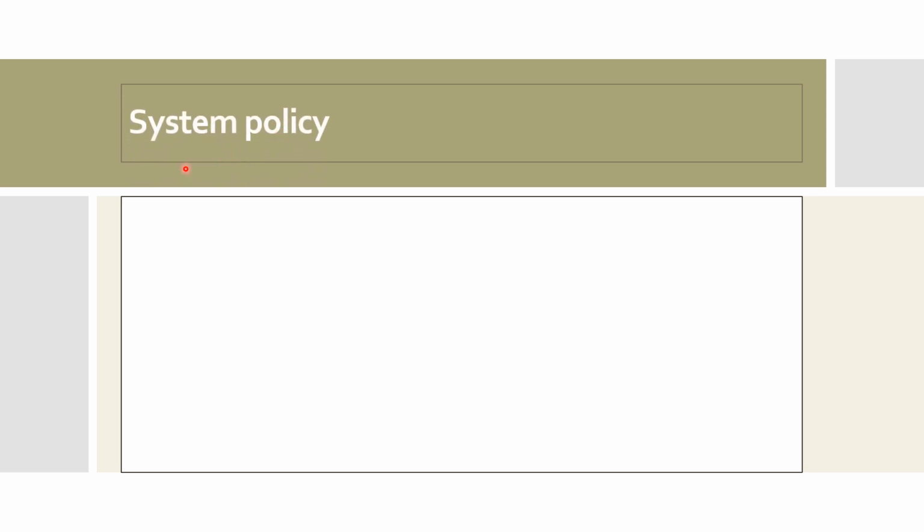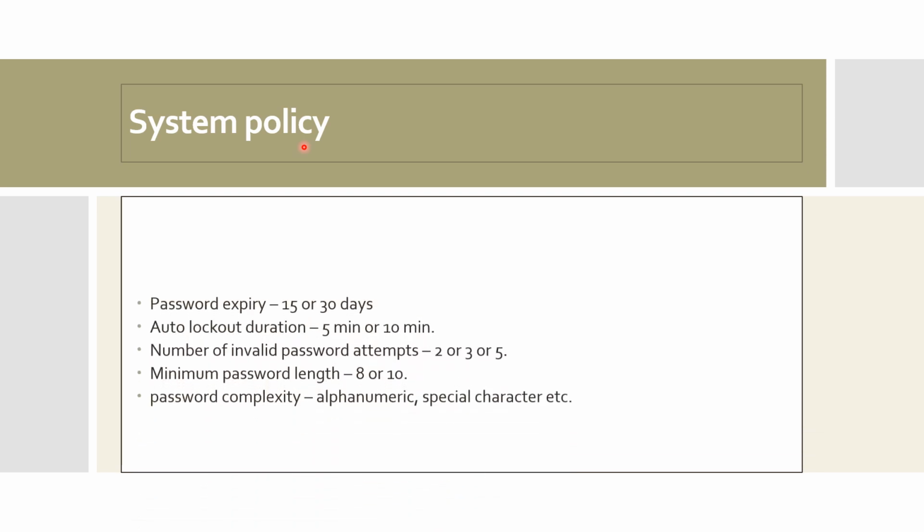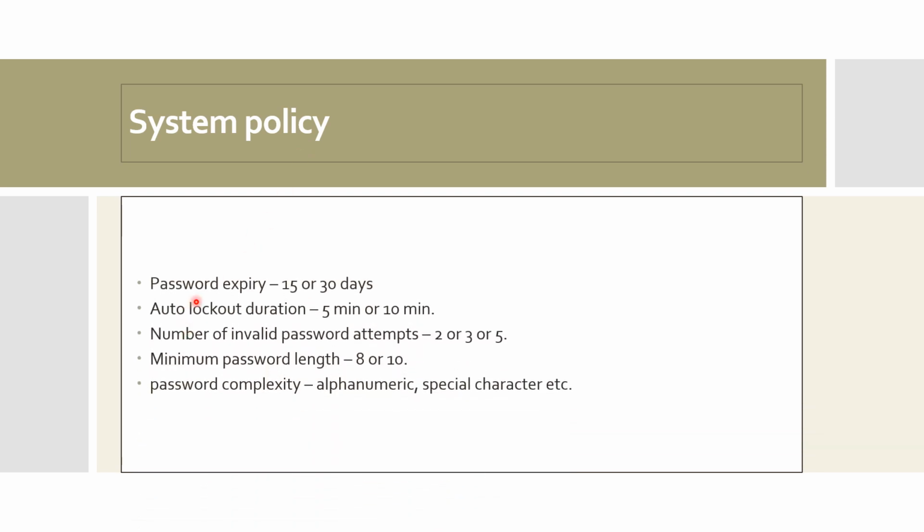So now in this slide we will discuss the system policy, that is, what we need to mention in the system policy. So first one is the password expiry. It can be mentioned based on the internal organization policy, for example 15 or 30 days. After this date the password will expire and the system asks to set a new password. Next is auto lockout duration. It can be 5 minutes or 10 minutes, and after this time user access will be locked out.